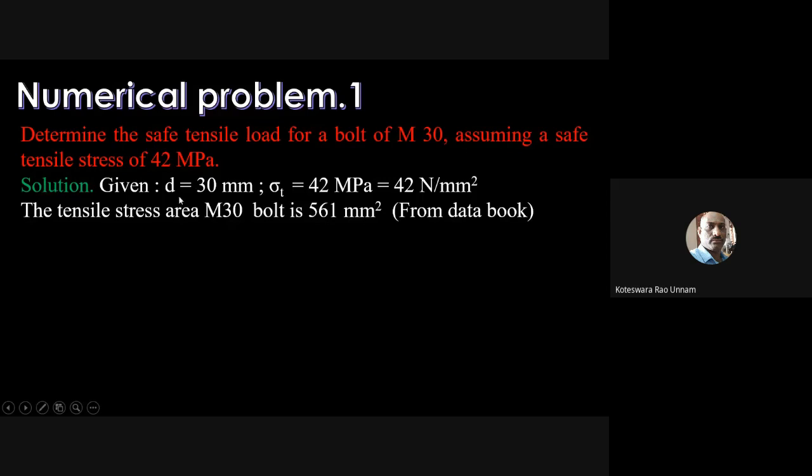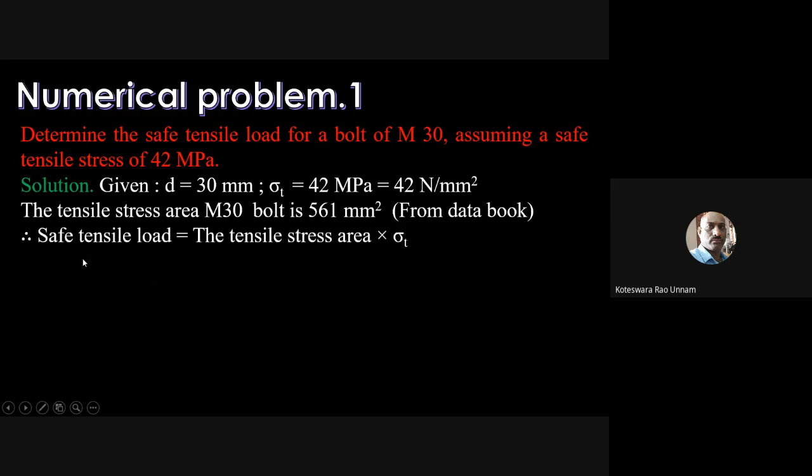So that's what I have written as the solution. Given D is equal to 30 mm. D means M30, that is the nominal diameter. Sigma T is given as 42 MPa. Then the tensile stress area for an M30 bolt is 561 mm square. This I have taken from the data book.